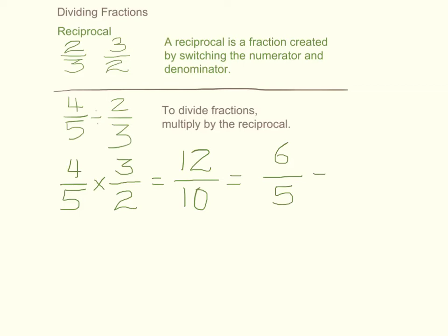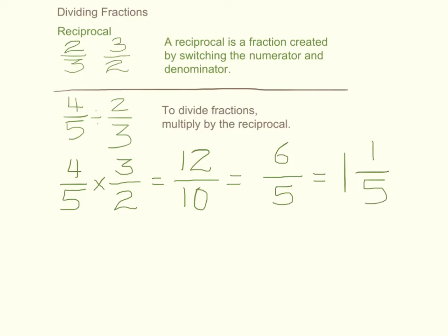And we're not quite finished yet because this is an improper fraction. We have a larger number as a numerator. 5 will go into 6 a total of 1 whole time. How many will be left over? We'll have 1 left over. And as our denominator, since we're working in fifths, it stays the same.